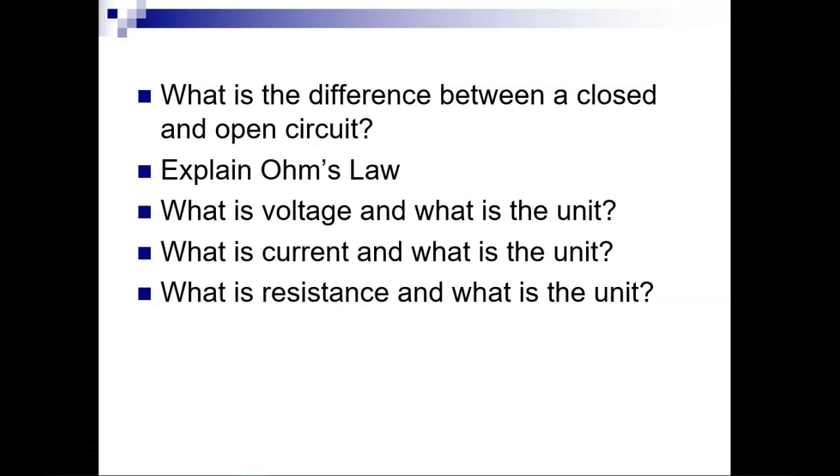So when the circuit's open, we can't have anything traveling through it. But when the circuit is closed, it's a complete path for the current traveling. A closed circuit is one that is in operation. An open circuit is not in operation.